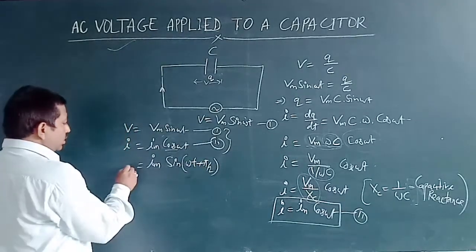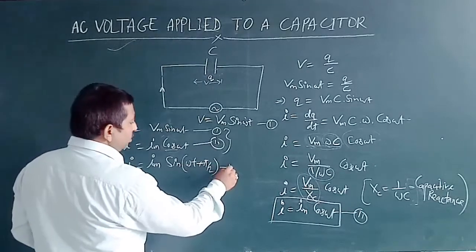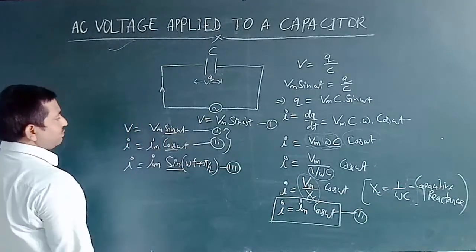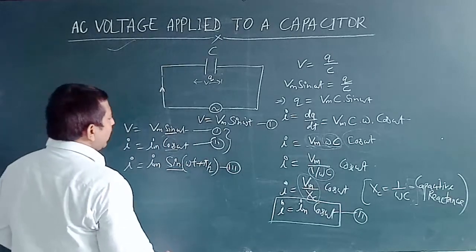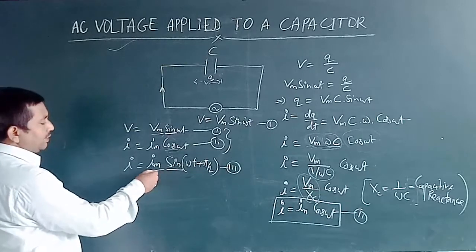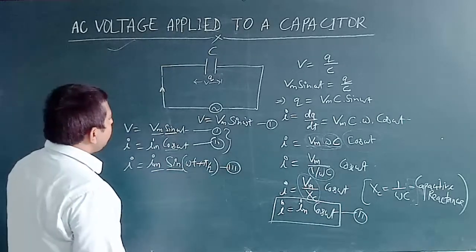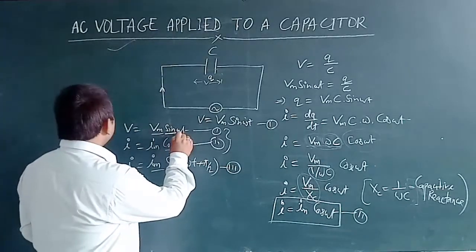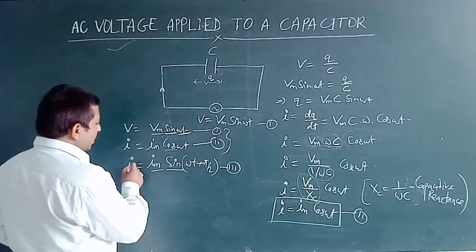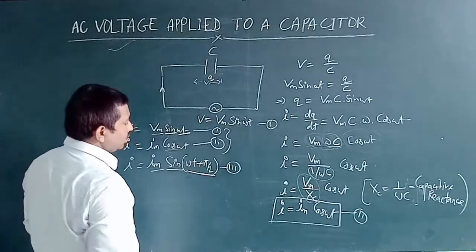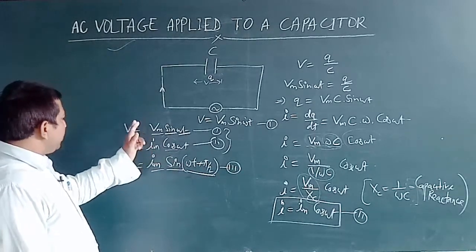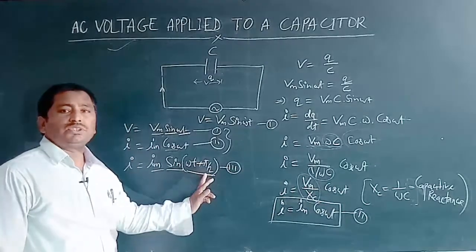Okay, so from here it is easily observed that the same trigonometric function is applied for the argument of omega t. Here Vm is the maximum amplitude of the potential, Im is the maximum amplitude of the current, but the phase of the potential is omega t and the phase of the current is omega t plus pi by 2. So from here we can easily conclude that the phase difference between potential and current is pi by 2.